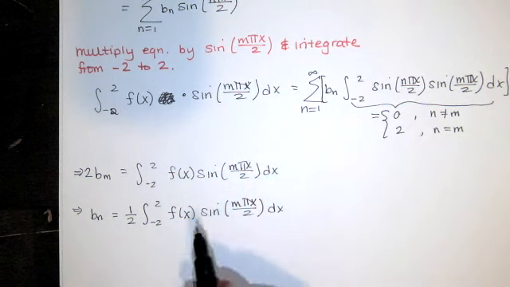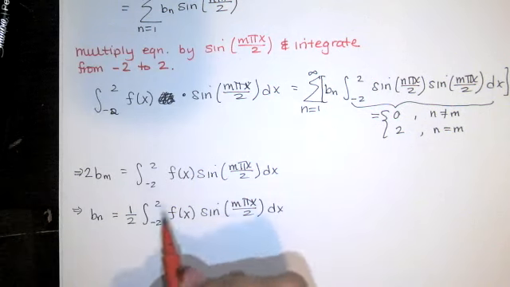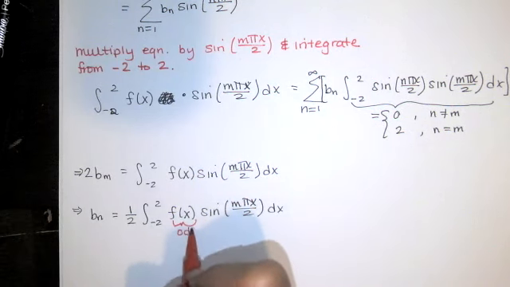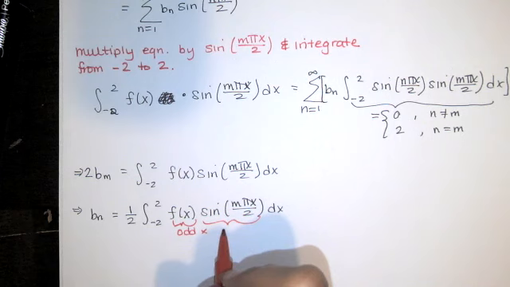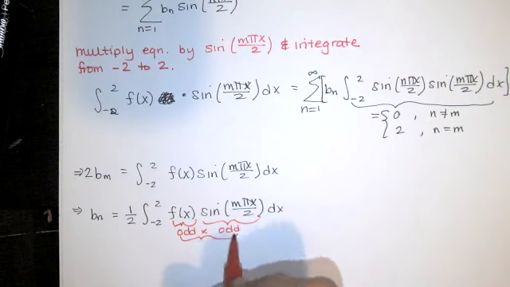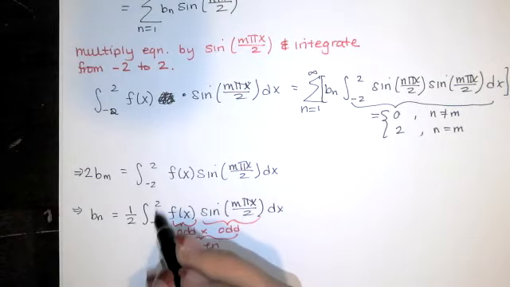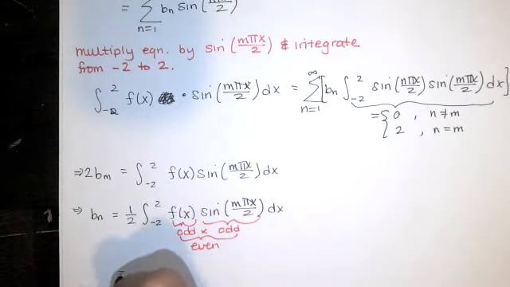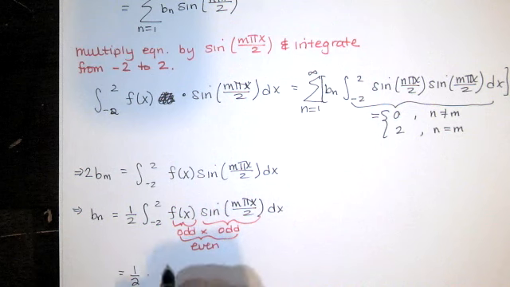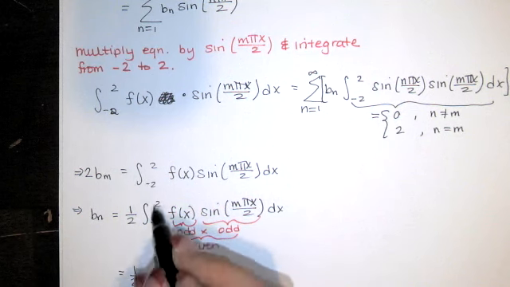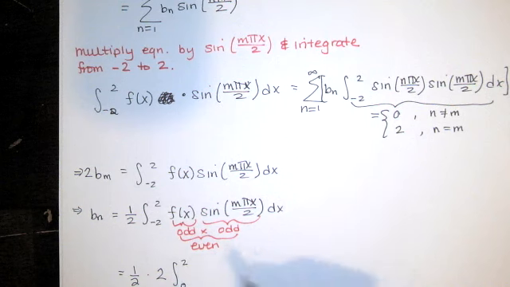Now remember, f is an odd function. This is an odd function times an odd function, which gives us an even function. And the integral of an even function over a symmetric interval is 2 times that integral. But instead of going from negative 2 to 2, we're just going to go from 0 to 2.